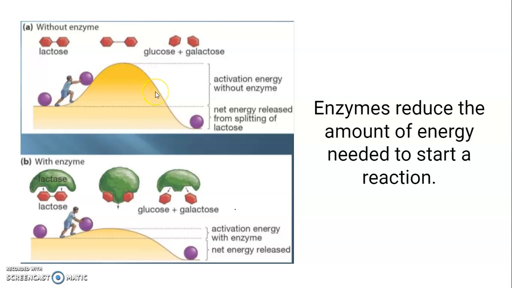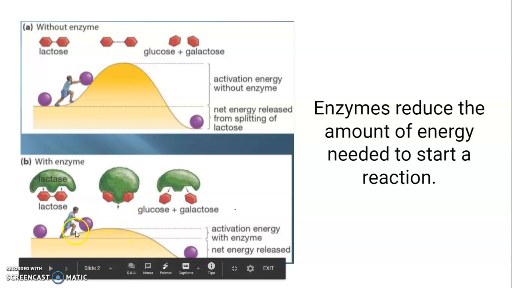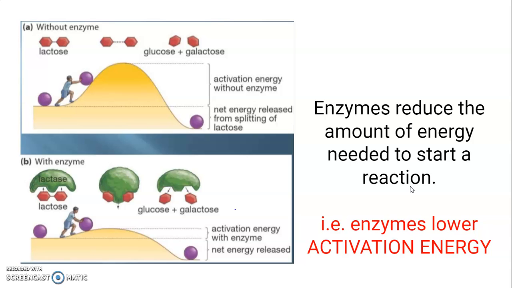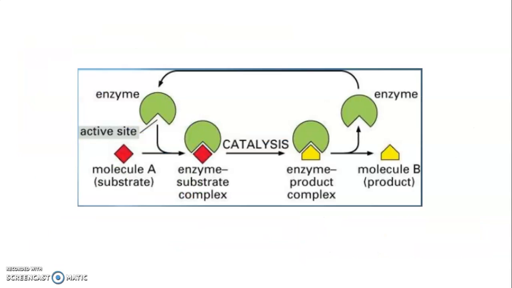And what an enzyme can do is basically reduce that hill. If we use the hill as a metaphor for how hard it is to do this reaction, an enzyme basically makes the hill easier to get over so that reaction can happen a lot easier. Okay, in other words, enzymes lower activation energy. So we need to start using that keyword, activation energy, the energy used to activate a chemical reaction.